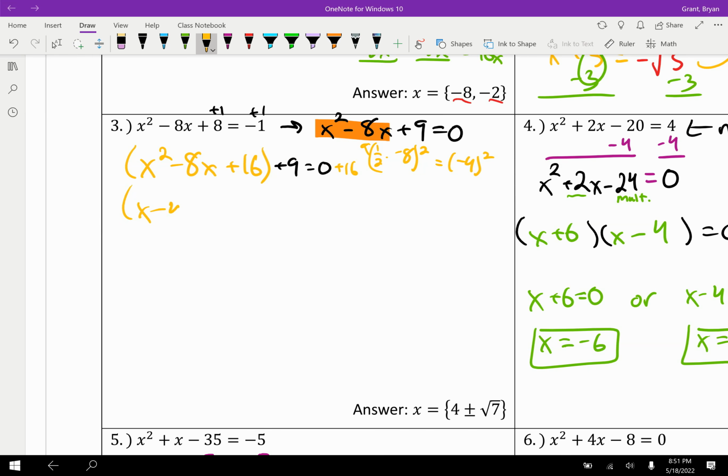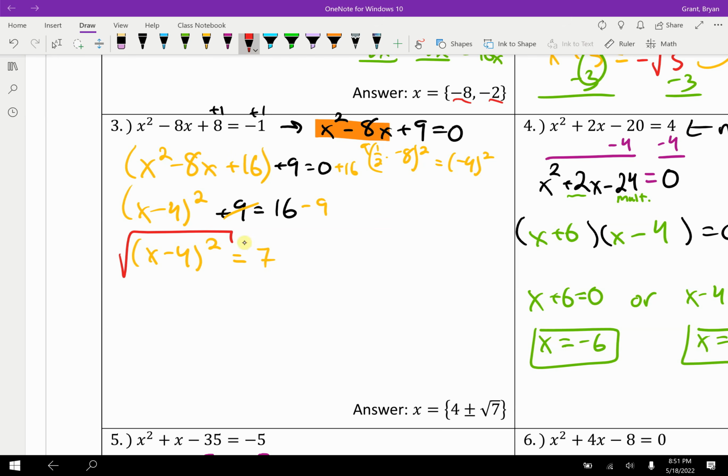Let's factor. X minus 4 squared. We have a plus 9 equals 16. And now we can isolate x. We need to subtract our 9 from both sides. And if you do that, 16 minus 9 is going to give us 7. That's looking good so far because I see a 7 and a 4 in our answer and a 7 and a 4 in our problem.